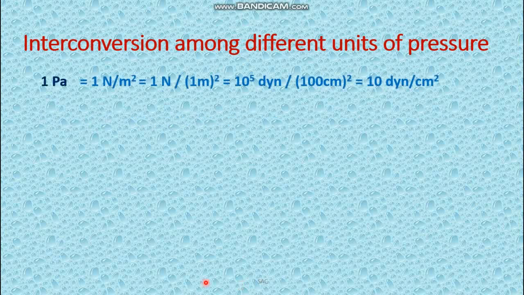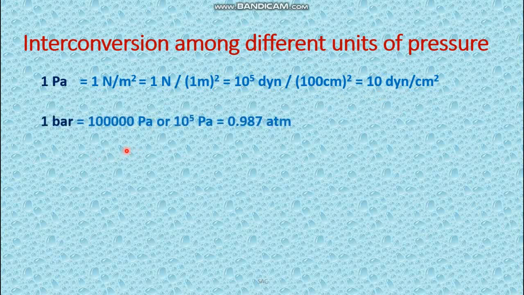Like, if it is 1 Pascal, then 1 Pascal means 1 Newton per meter squared. That means 1 Newton divided by 1 meter whole squared. Now we know that 1 Newton is actually equal to 10 to the power 5 dyne, and 1 meter is 100 centimeters. So it is 100 centimeter whole squared. That means the calculation is 10 dyne per centimeter squared. So 1 Pascal, that is 1 SI unit of pressure, is actually 10 CGS unit of pressure, that is dyne per centimeter squared.